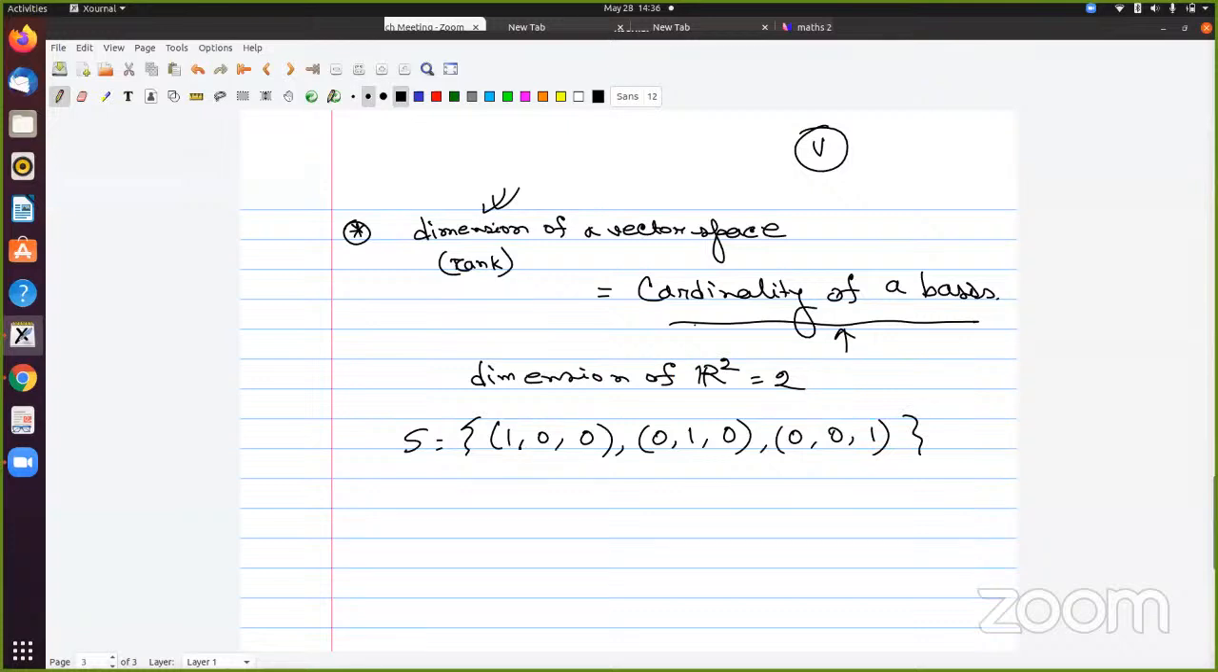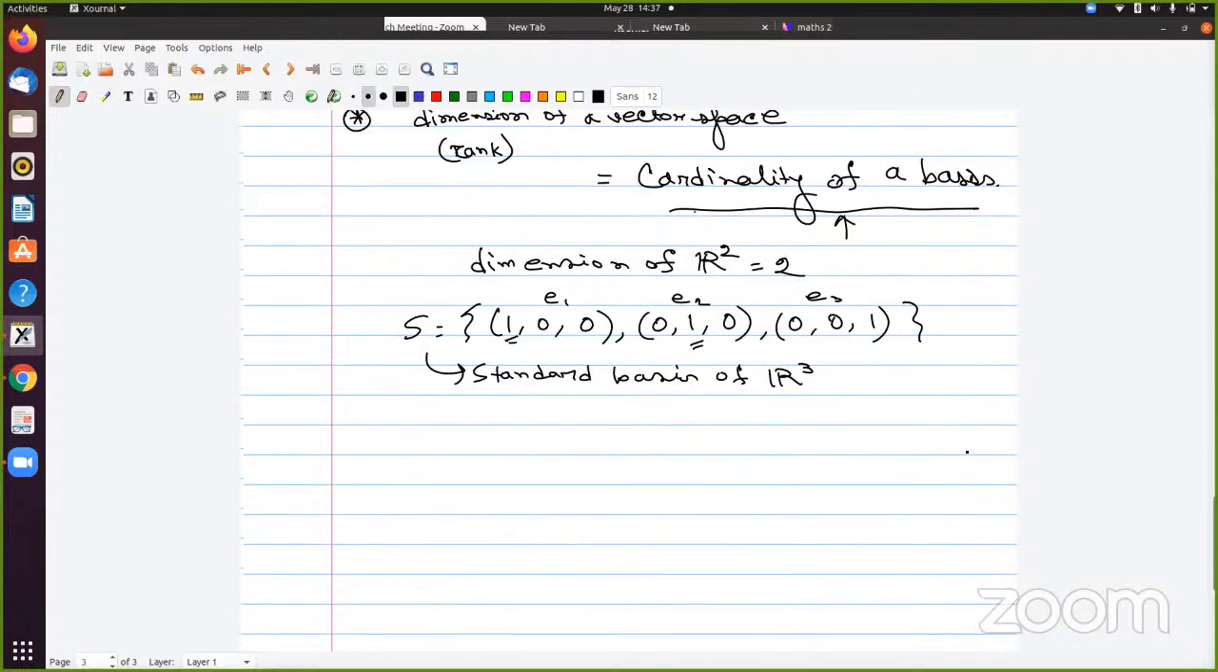Okay, so this is called the standard basis. This is the standard basis of R3. What I am doing, basically, is placing 1 at each coordinate and 0 at the others. These are called E1, E2, E3, and so on. This will always be a spanning set of R3, and it will be linearly independent because of how it is constructed.